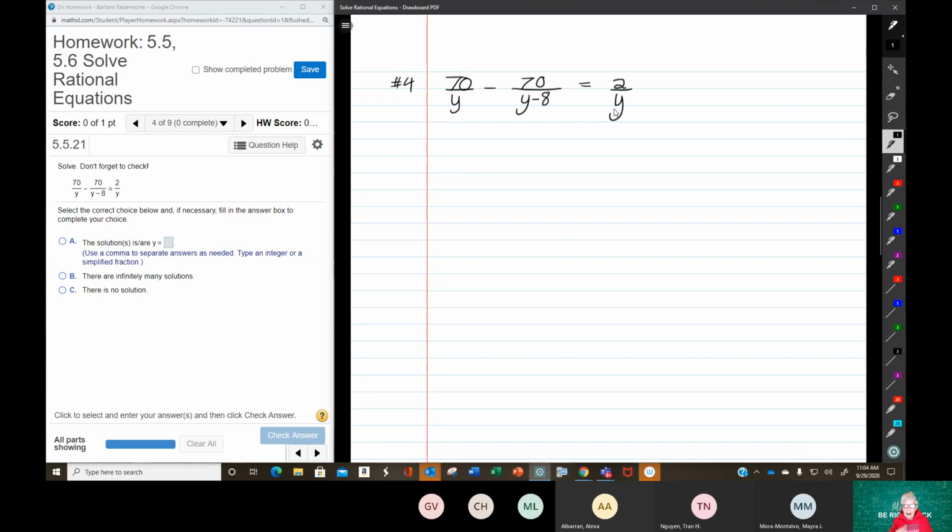Okay, so I'm going to multiply, well, I'm not. I'm just going to look at the three denominators. y, y minus 2, and y. Well, y is a factor of y.